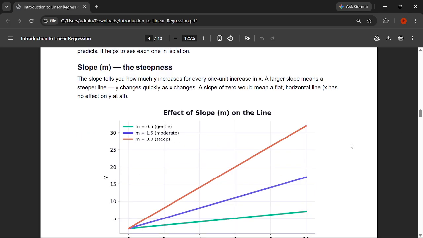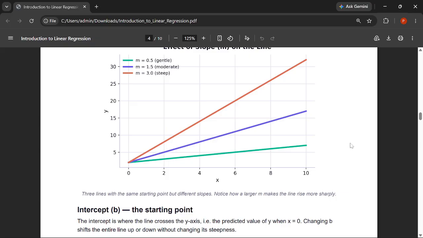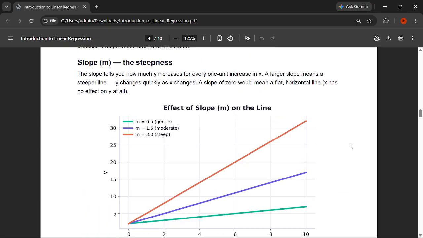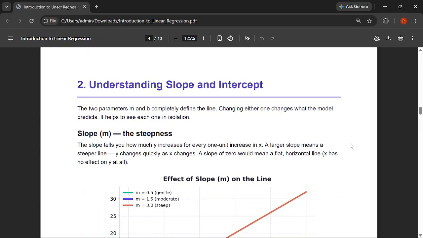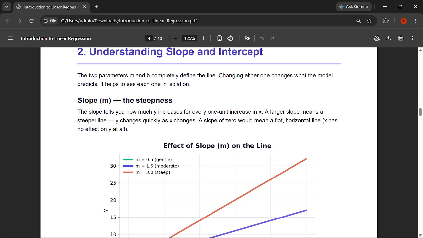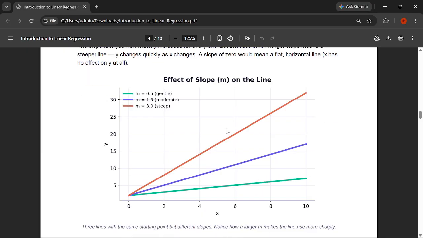If the m changes, the line changes. If the b changes, the line changes. Let's see how the line changes if the m changes. Let's see the definition of the slope. The slope tells you how much the y increases for every 1 unit increase in x. A larger slope means a steeper line. The y changes quickly as x changes. A slope of 0 would mean a flat horizontal line. X has no effect on the y.